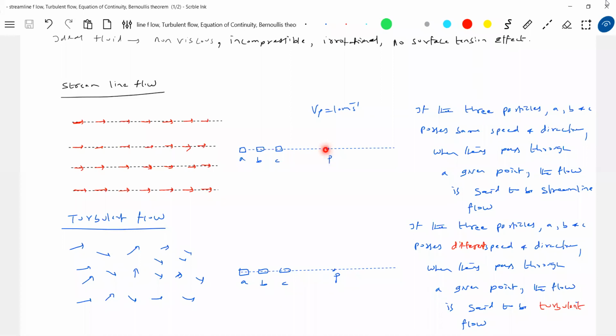That's the basic method. It can happen that all the particles here are moving with the same speed and the same direction. Then it's streamline flow. So at a given point P, if three particles A and B pass with the same velocity, that is what is needed.